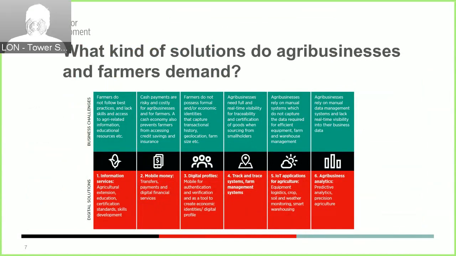Then if we move to the right-hand side of this diagram, of this table, here we're looking at the enterprise solutions for agribusinesses that can also benefit farmers. For example, track and trace systems and farm management systems. Farm management systems support, for example, inventory management functionalities. So here we're looking at the fourth tool from the left. So what are these tools? These tools essentially respond to the need of agribusinesses to ensure full and real-time visibility, for traceability, and also for certification of goods when they source from smallholder farmers.